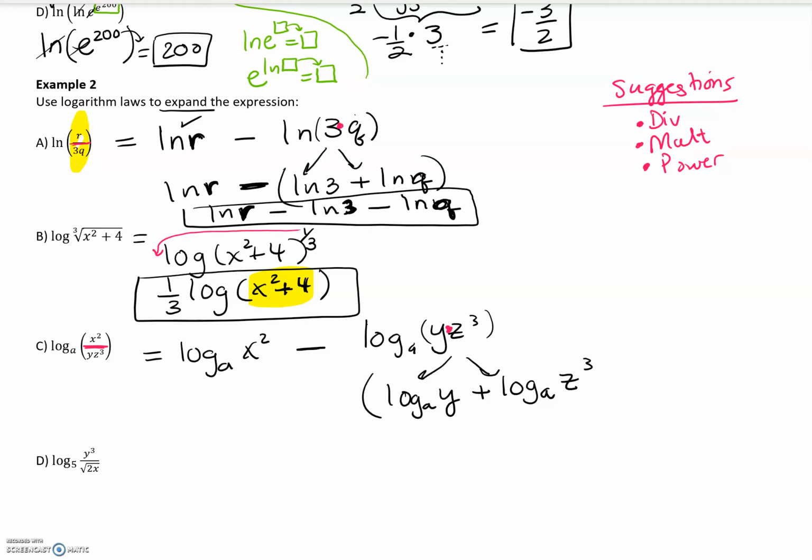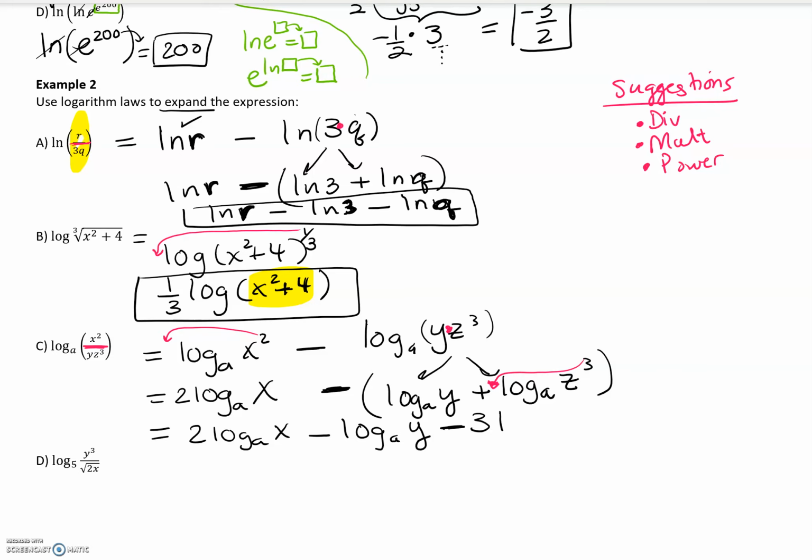And like before, don't forget, there's a minus waiting in front of everybody. And while I'm at it, I might as well bring that exponent in the front. So I have 2 log base A of x. And I'm pretty much there. I'm going to also bring this guy in the front in my next step. So I have 2 log base A of x minus log base A of y, and I'm going to bring down that 3 and distribute the minus in the same step. That's minus 3 log base A of z.